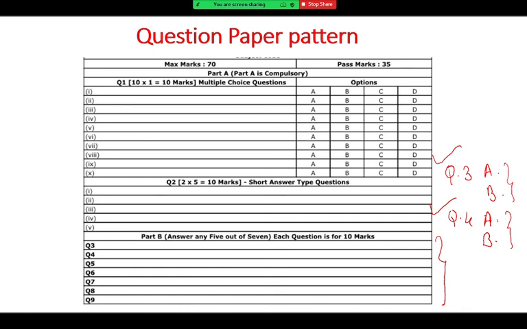So generally the question will be for 5 marks each. Will both A and B be from the same part? Pardon? Sir, if A and B both are there, will they be from the same part? Generally that is of the same part. Okay.